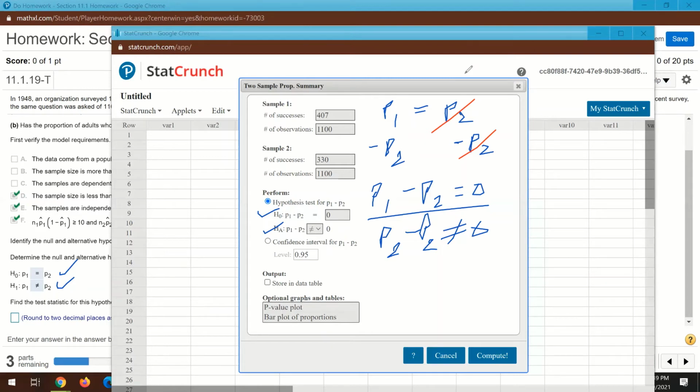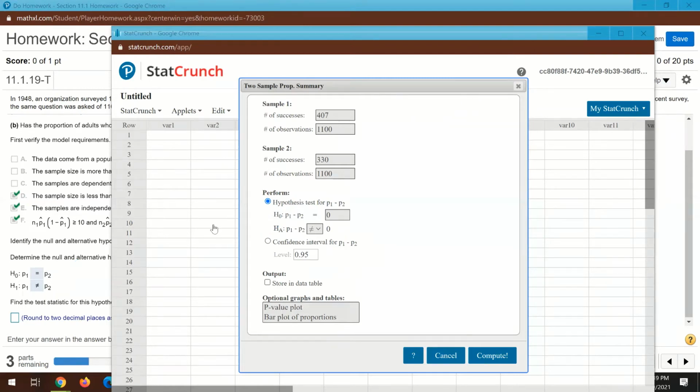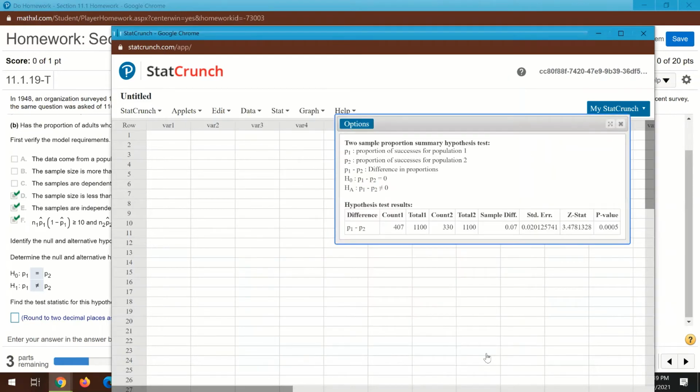Alrighty, so I'm going to clear this out. And so just select your null hypothesis. Just make sure these are 0 and not equal to 0 here. And then all you have to do is click on that Compute button at the bottom of that window. And you can see we have our calculations.